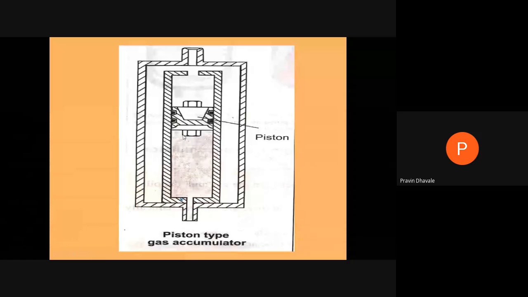As the level of the fluid goes on increasing, the gas exerts pressure on the piston. Then we supply this pressurized fluid to the actuator. The pressure on the fluid goes on decreasing, and at the same time the volume of fluid supplied to the actuator also goes on decreasing. This is the piston type gas separator accumulator.